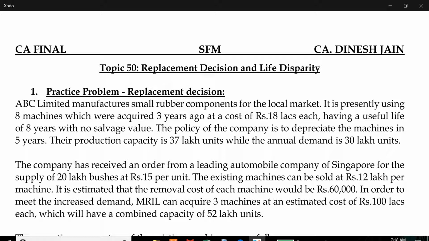In a non-incremental method, machine X analyzed separately, machine Y analyzed separately, machine Z analyzed separately. You analyze everything separately. After analyzing everything separately, you compute the NPV and then decide whether it's positive, and whichever has the highest NPV, you select that. In incremental method, at every stage, I'll compare the old machine and the new machine and find out what extra is happening.